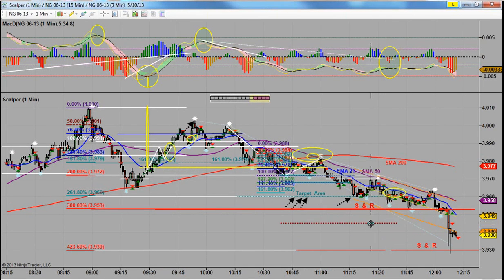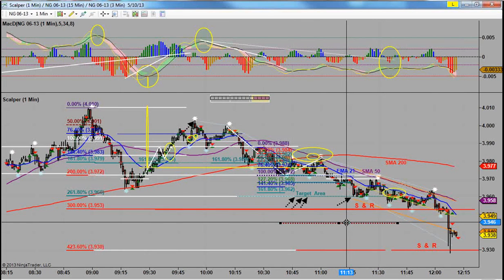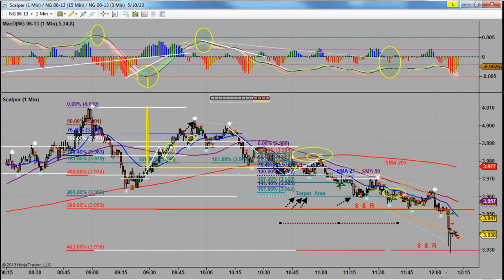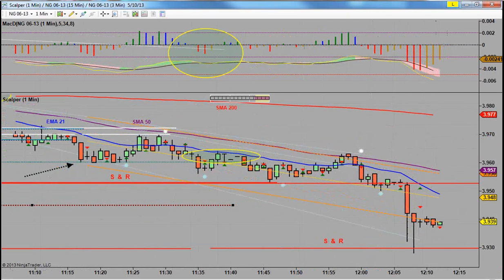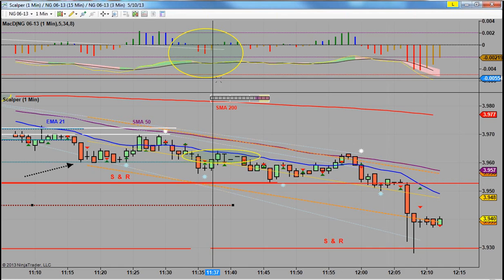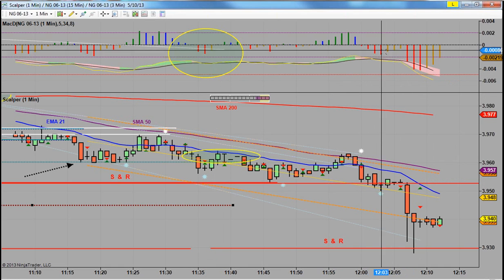So what we discussed earlier, you can see this kind of looks messy, but here's my chart in real time. It's not too bad, but it's a little bit messy. I apologize. We have a MACD at the top, and we just read the histogram the best we can.